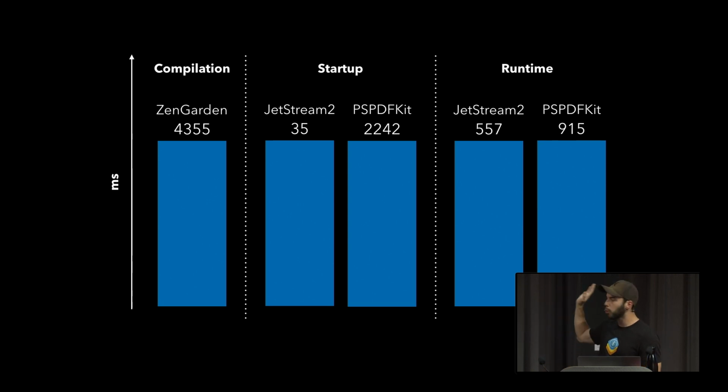And then finally, runtime completely ignores compilation and startup, and it's just how fast does your program run after it's ready. The second thing that I want to bring out is that we can see, for instance, for Zen Garden, we take over 4 seconds to compile. If you have that in your web page and we're waiting for it to show up, that's not ideal, right?